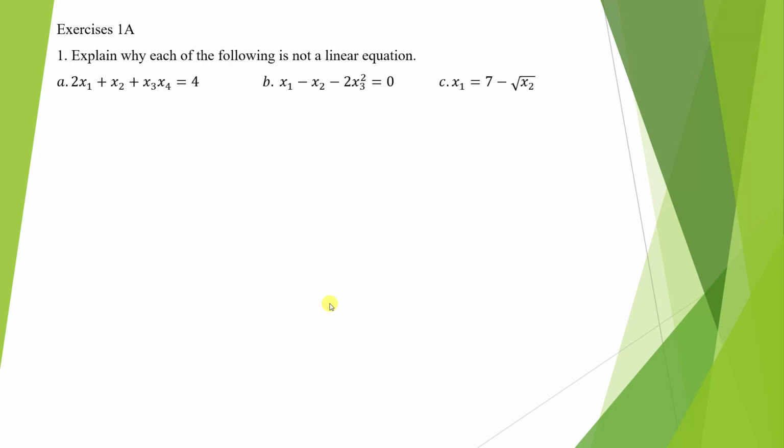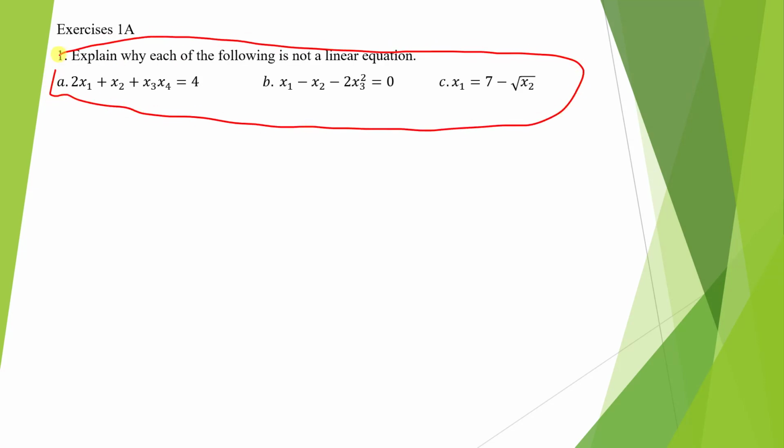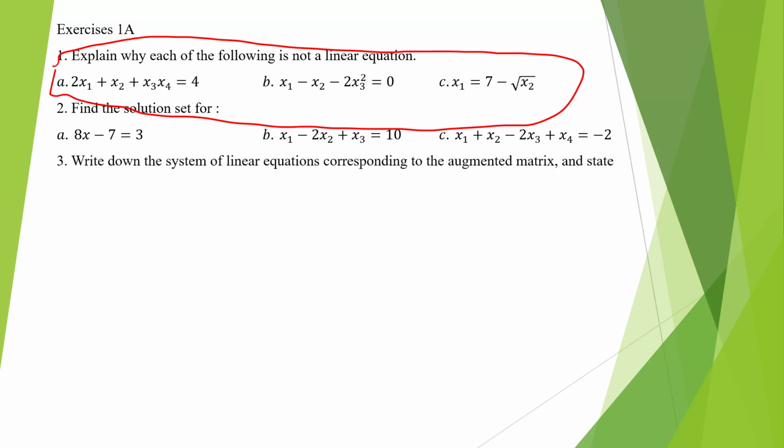And now the exercise. This is only an exercise. 1. Explain why each of the following is not a linear equation. So why is this not a linear equation? This is not a linear equation. 2. Find the solution set of this one. Write down the system of linear equations corresponding to the augmented matrix and state if the system is underspecified.